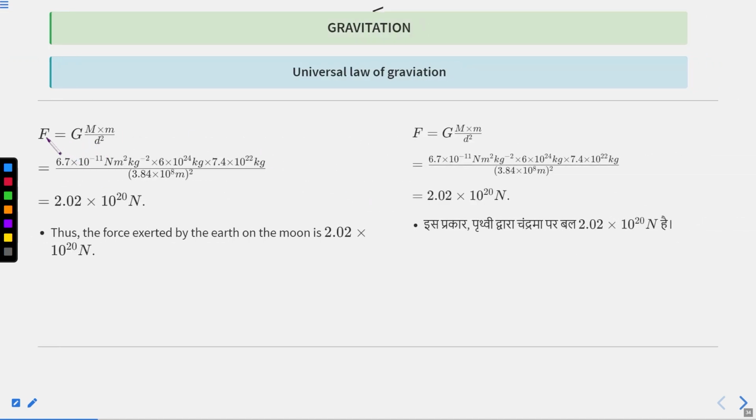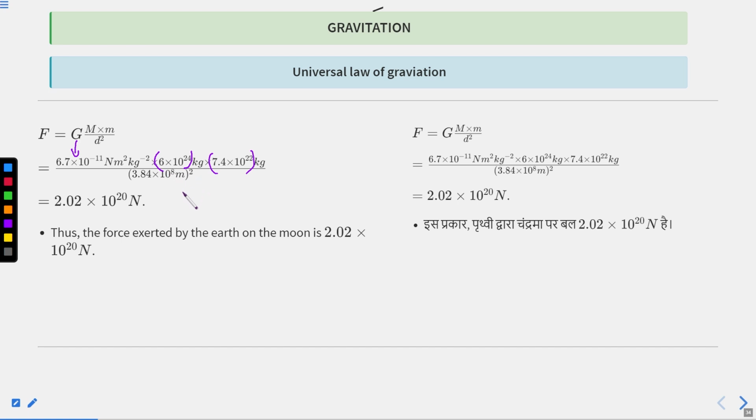Now we will put all the values in the formula. The value of capital G is 6.7 into 10 raised to the power minus 11. The value of capital M is 6 into 10 raised to the power 24, and the value of small m is 7.4 into 10 raised to the power 22. The value of distance is 3.84 into 10 raised to the power 8, squared.